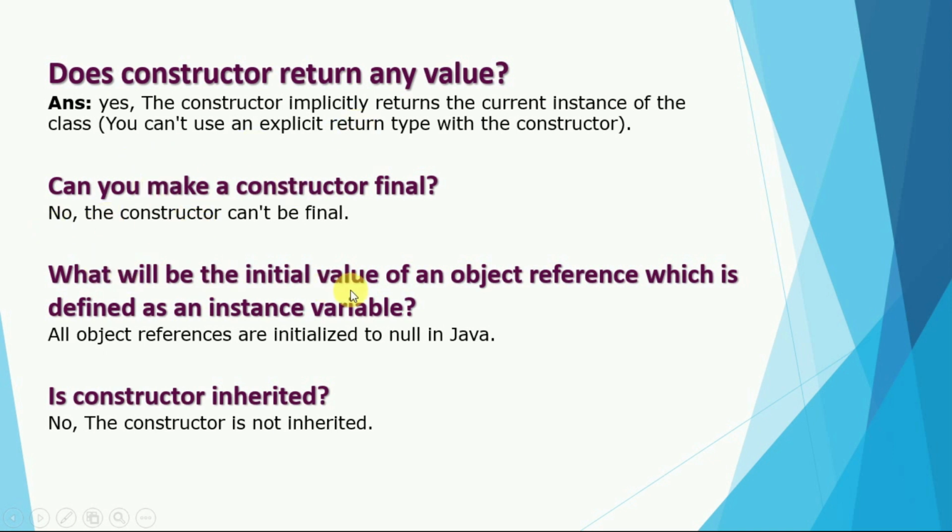So what will be the initial value of an object reference which is defined as an instance variable? All object references are initialized to null in Java. Okay, so is constructor inherited? No, constructor is not inherited. We can't use inheritance in constructor.